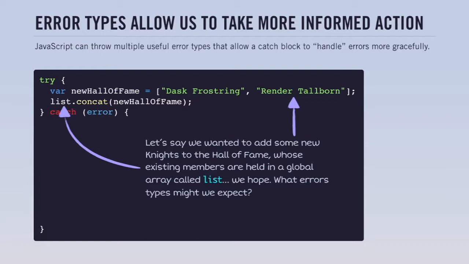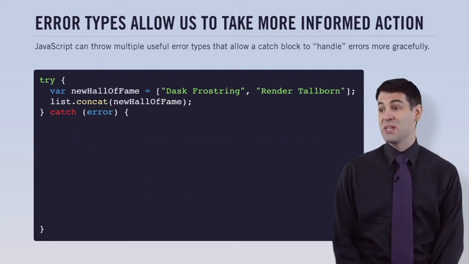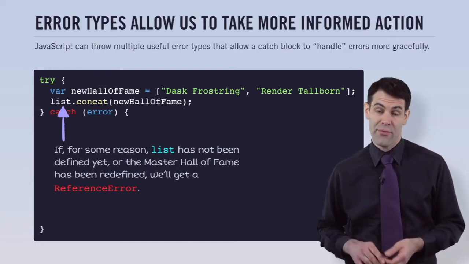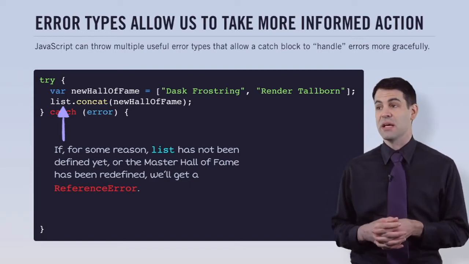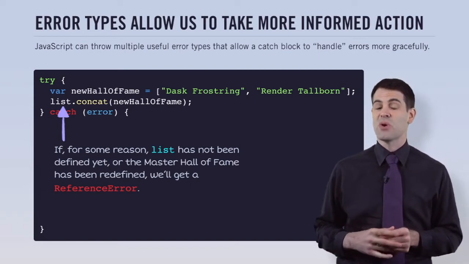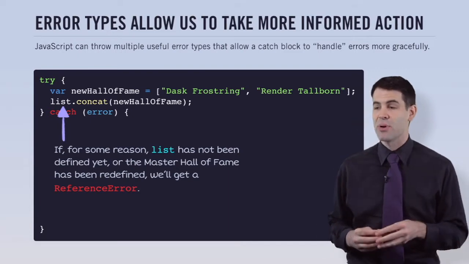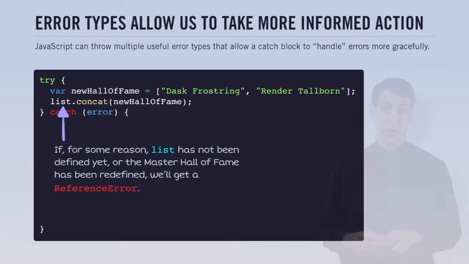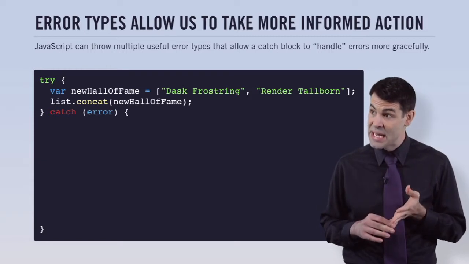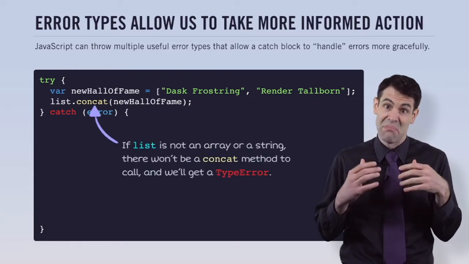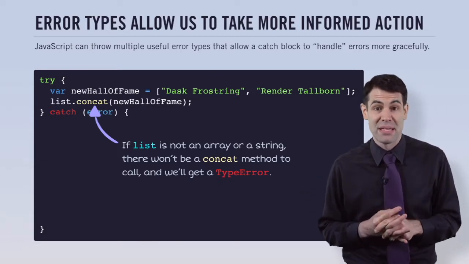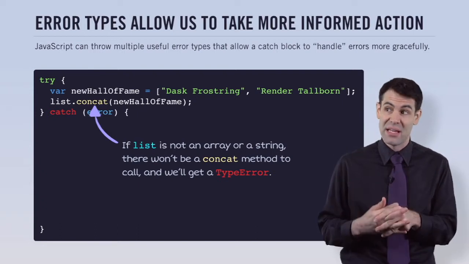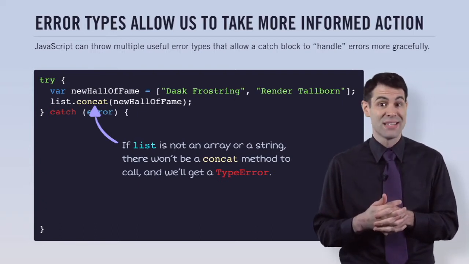What error types might we expect if this was our JavaScript file? Let's take a look. So let's say for some reason that list had not actually ever been defined yet, or that the master Hall of Fame had been redefined as something else in some other file. If that's the case, when we try to access list to call a concat property on it, we're going to get a reference error. Additionally, if the list is not even an array or a string because maybe it had been overwritten by something, womp womp, then there won't be a concat method to actually call on the list, and so we will get a different kind of error called a type error.